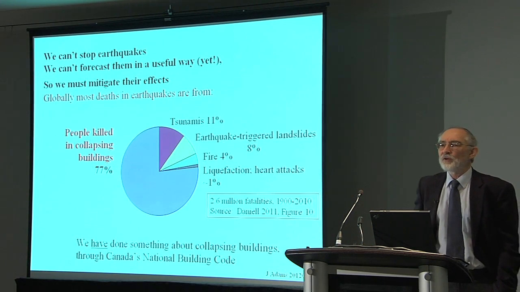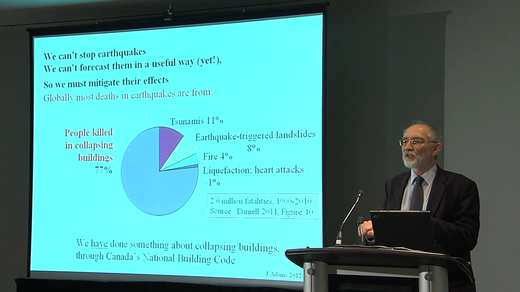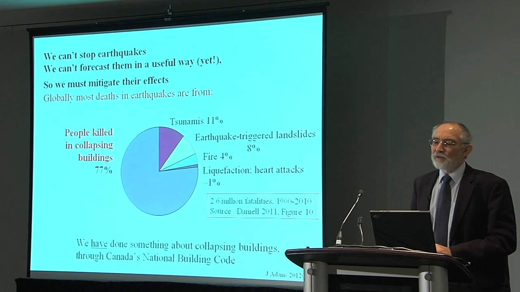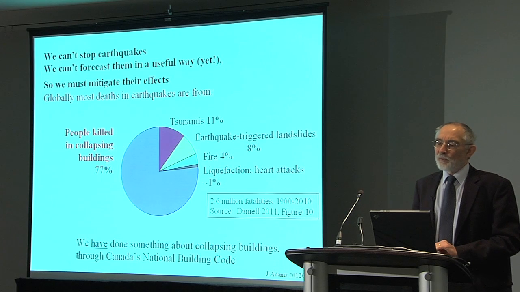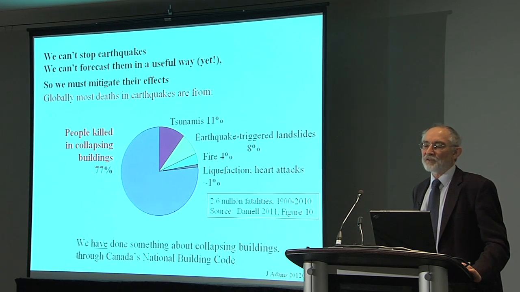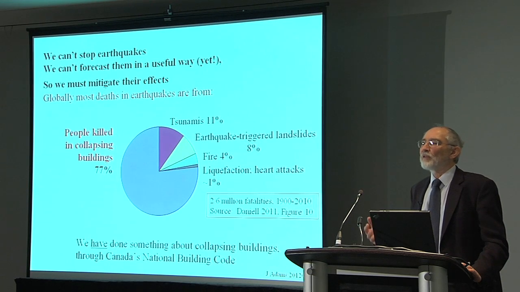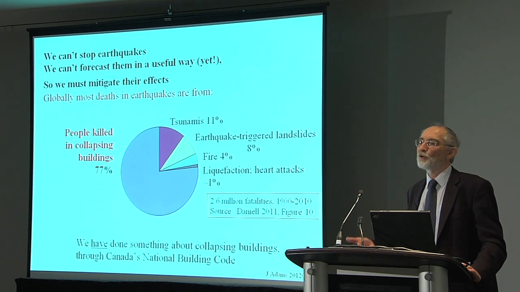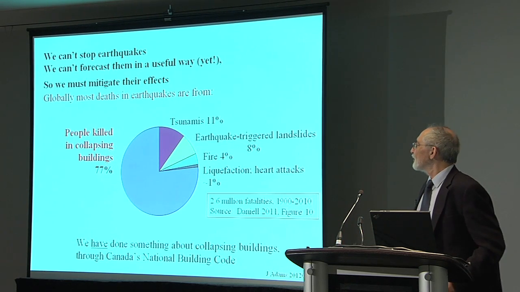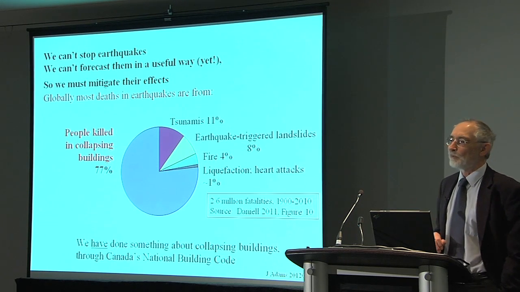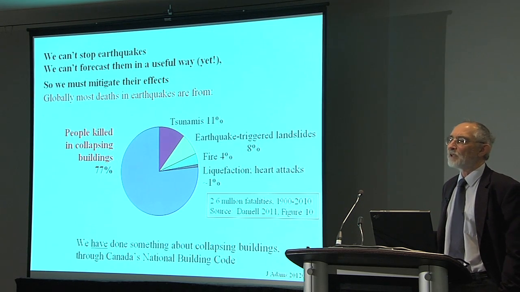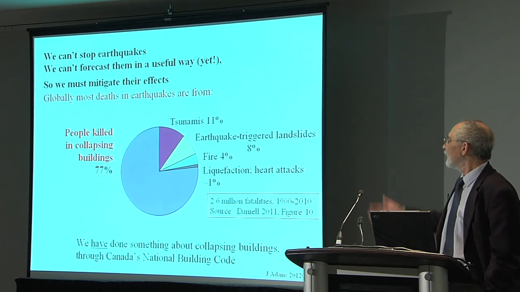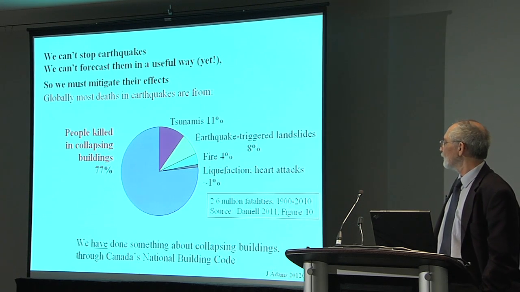Now, we can't stop the earthquakes happening. The idea of, if you like, nailing one side of the plate to the other won't happen. We can't forecast them yet in a very useful way, and so really we have to mitigate their effects. Globally, most deaths in earthquakes are from people killed in collapsing buildings, something like 2/3 of them. Now, I have to say that that's a global estimate, and we don't have the same problem of collapsing buildings that happens perhaps in Turkey and Pakistan and other countries. You'll see that the purple color there, tsunamis are a relatively large cause, and we're certainly going to have tsunamis on the west coast of Canada, but fortunately we don't have anything like the population exposed to it that Japan did. And then there are other causes as a consequence of those earthquakes.